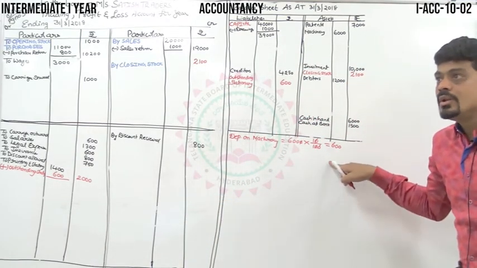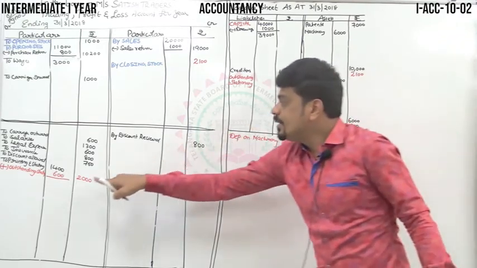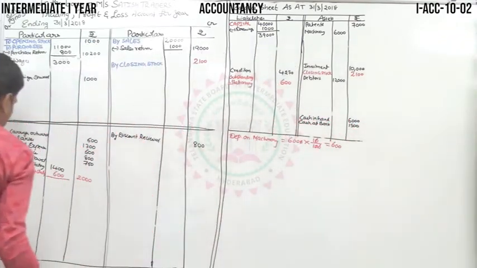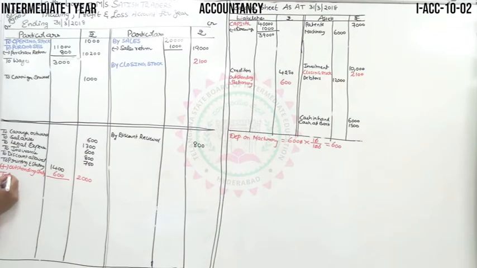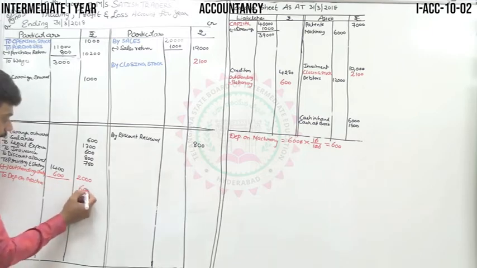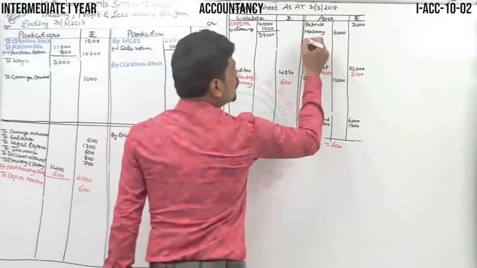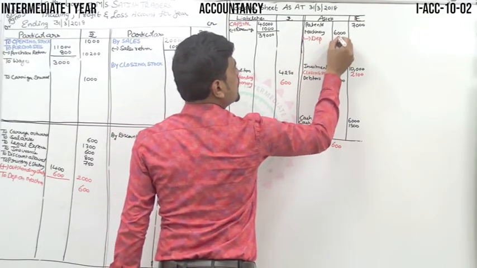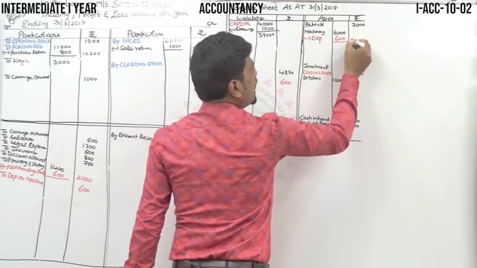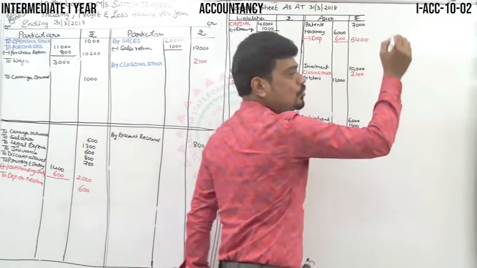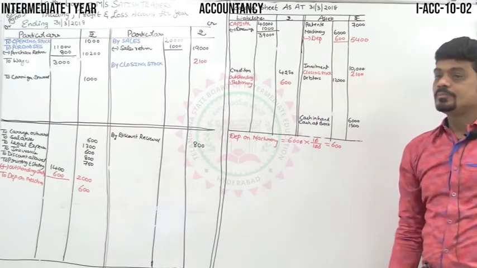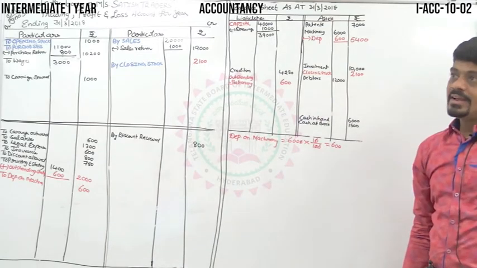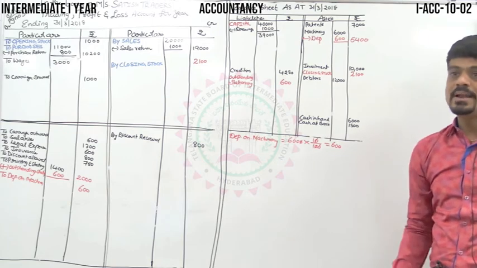What is the rule? Effect 1, show at debit side of profit and loss account. So we'll go to profit and loss account to depreciation on machinery. 600. Effect 1. Effect 2 says subtract from machine. So minus depreciation 600. Answer is 5,400.